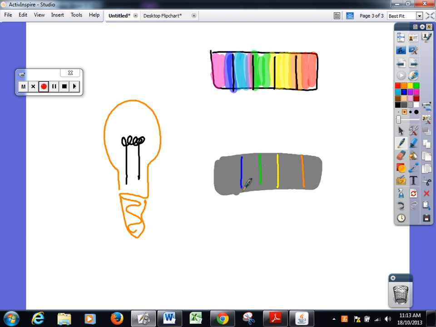And to do this, we are going to have a look at the way that photons, which are pieces of light, particles of light, how they interact with electrons.